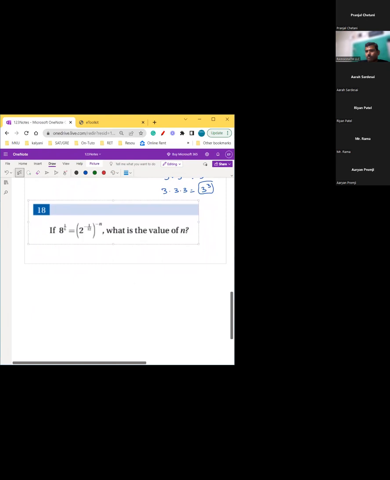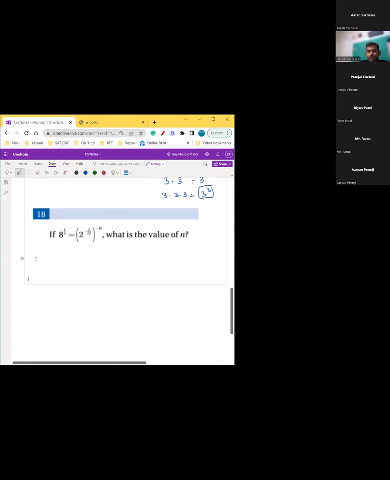Let me see if I can ask one of you guys to read. Others, can you please read this question for us? If 8 to the power of 1/6 is equal to 2 to the power of negative 1/12 to the power of negative n, what is the value of n?